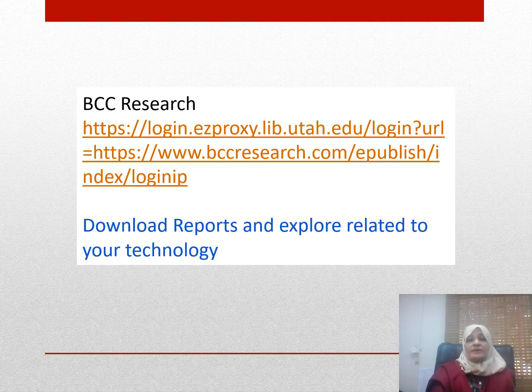Then, moving on further, what do you need to do? You just need to log in to the Merit Library, and after logging in, search with the help of your keywords, download those reports, explore them in more depth, and talk about your related technology or your related invention.